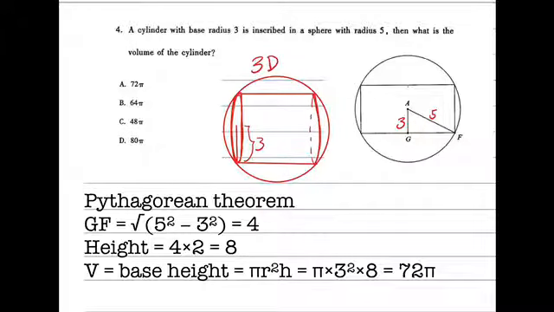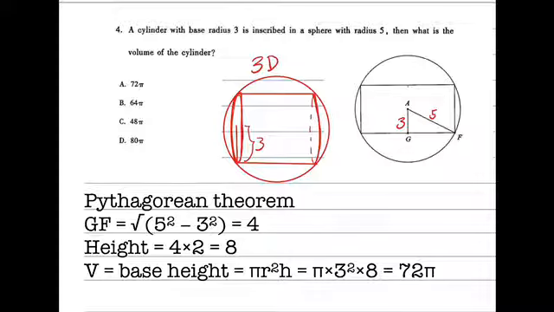Here comes question 4. There's a three-dimensional diagram, and we can see it is a cylinder inscribed in a sphere. And in the front view, we can see it's a rectangle inscribed in a circle. Because it asks us about the volume of the cylinder, which is pi r squared times height, if we see the front view, it will be easier to find the height. We can use the Pythagorean theorem to solve a triangle. The cylinder has a base radius 3 and the sphere has a radius 5.